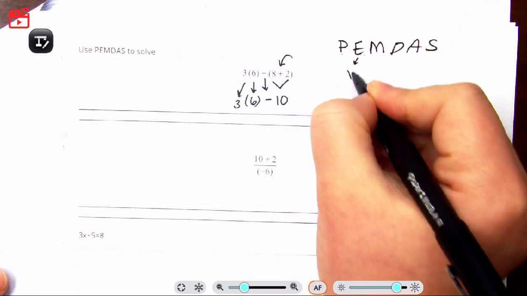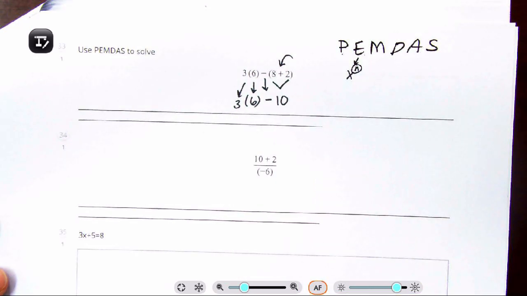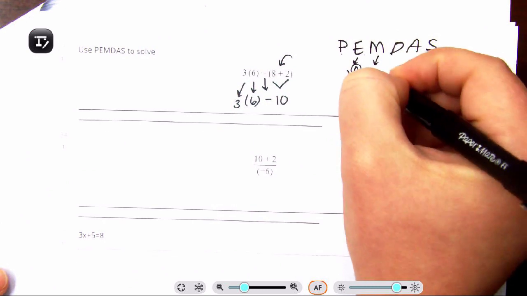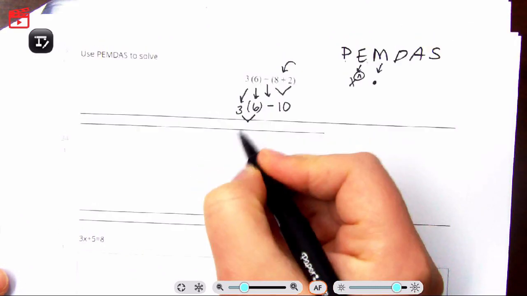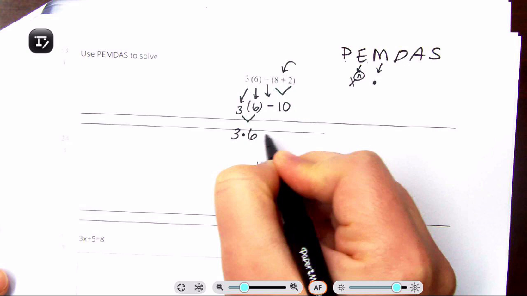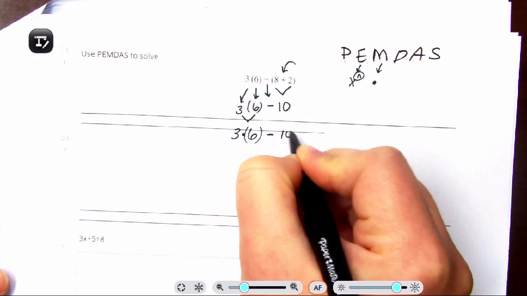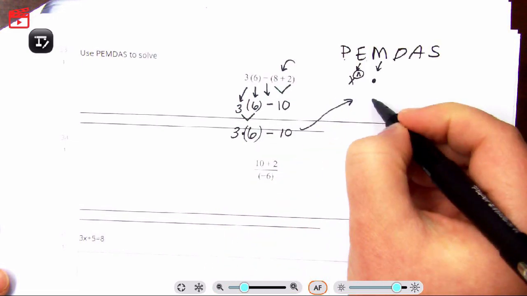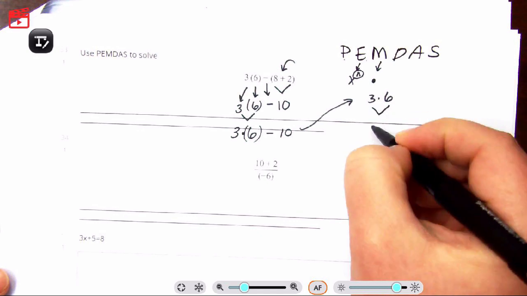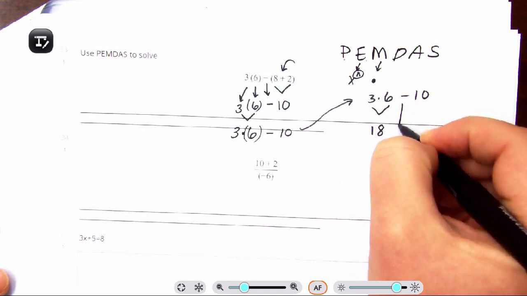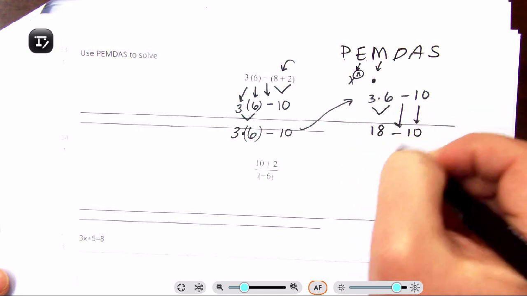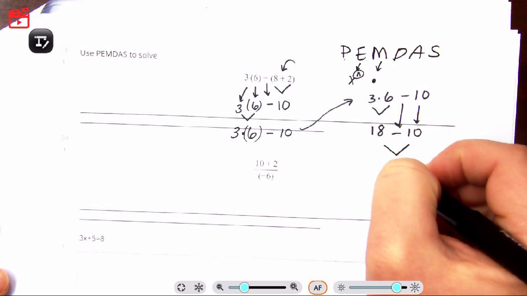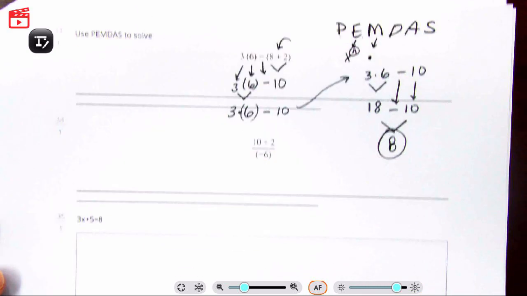Next thing we have is exponents. Do I have an exponent? An exponent is a little number on top. I don't have it. Next up is multiplication. I do have multiplication. I have 3 times 6 minus 10. So what is 3 times 6? 3 times 6 is 18. I still have the minus and the 10. So I'm going to say 18 minus 10. That is 8, and that is your final answer.